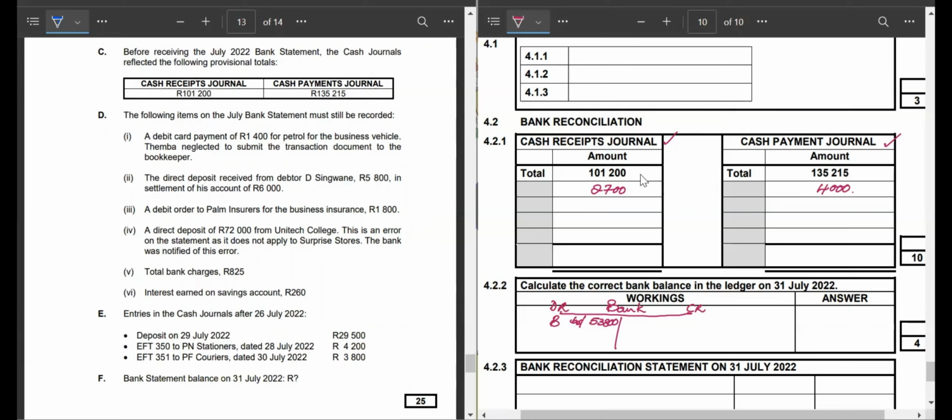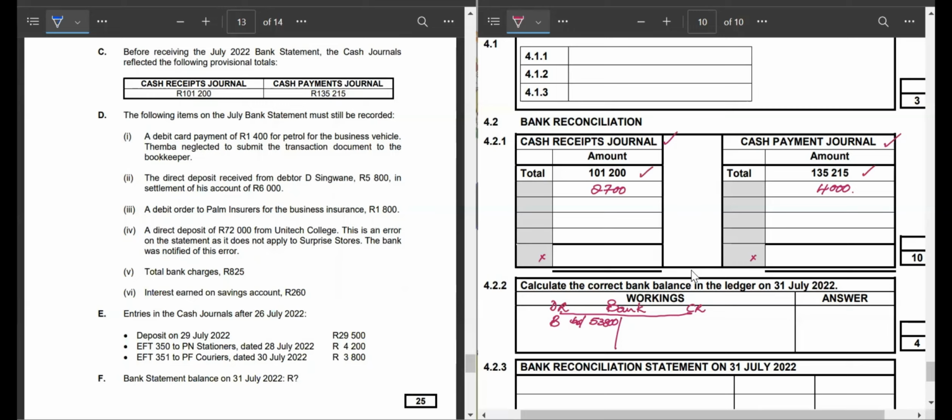Remember, it's in here. And I want to encourage you, dear learners, that when we are totalling our CRJ and our CPJ, we need to remember to add these amounts. They must be added into the total amount that would be taken to the bank account.